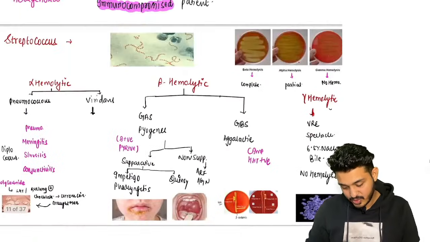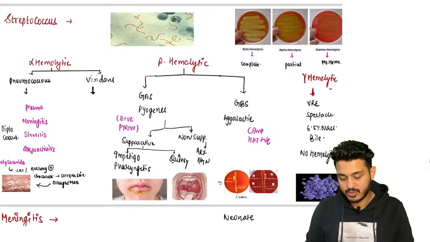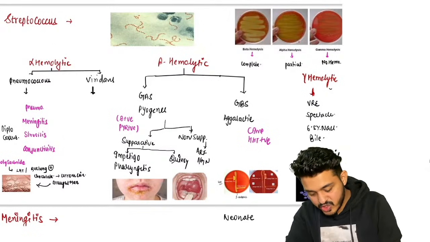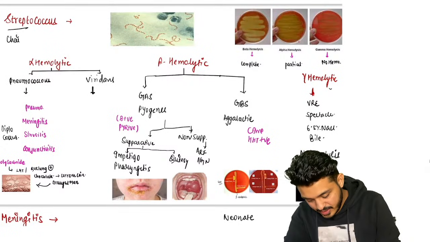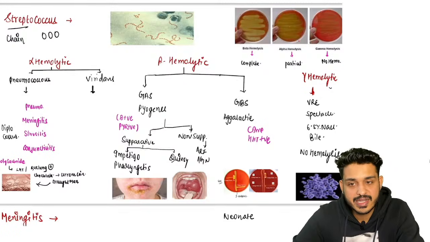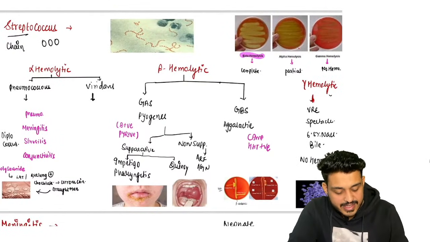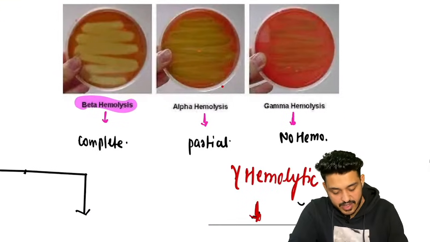The next thing is about the streptococcus. How to differentiate the streptococcus? Strepto means chain, and cocci means round. So this is going to be a round bacteria in chains. We have three types of streptococcus on the basis of hemolysis. So this is your hemolysis.